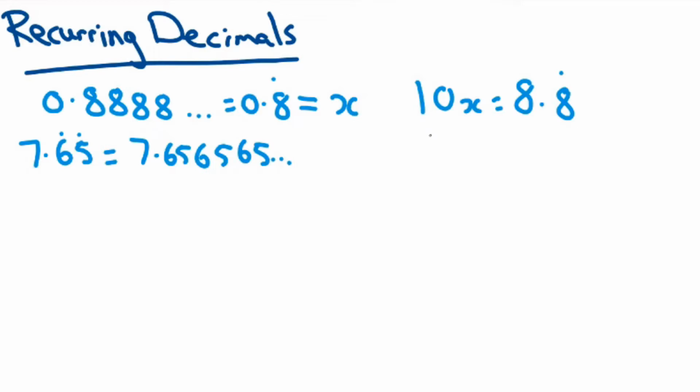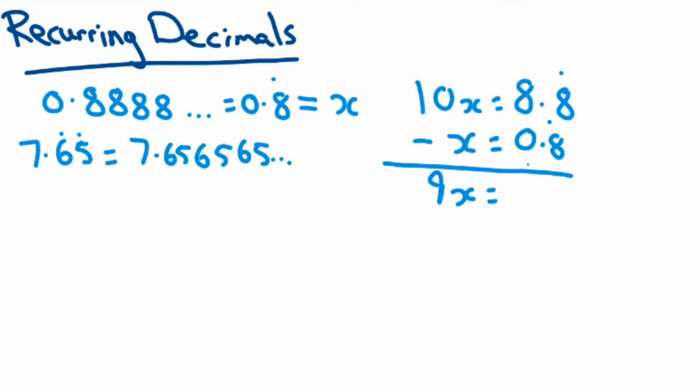To minus these from each other then, we minus x, so we're minusing the 0.8 recurring. This would leave us with 9x. Now 8 minus 0 is still going to be 8, but everything after the decimal point, because it's identical, because it's all just 8s, they all now cancel with each other, leaving us with just 9x equals 8. And if 9x equals 8, then x is just going to equal 8 over 9. And that's how you can turn 0.8 recurring into a fraction.